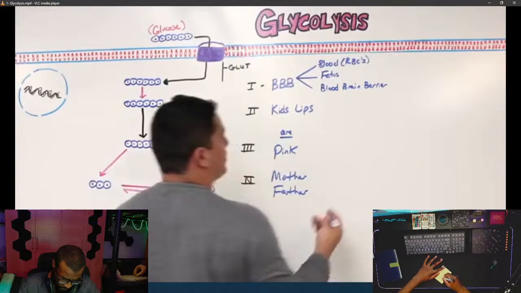Okay? So the whole purpose of this is just helping you guys to realize that there are many different glucose transporters. So what they're doing is they're bringing glucose from outside the cell to the inside of the cell. But these ones are generally independent. What does that mean?